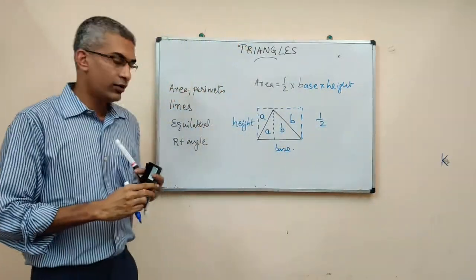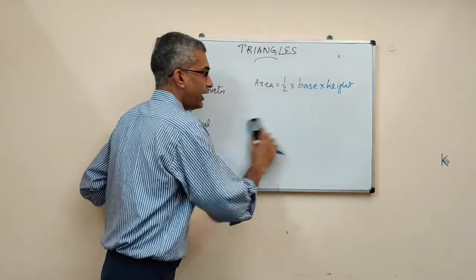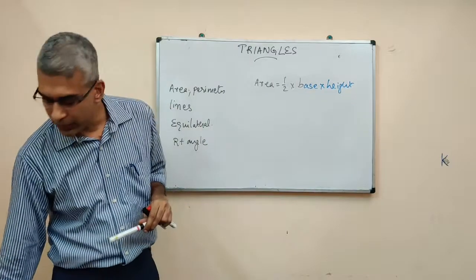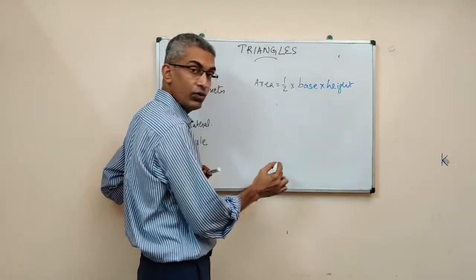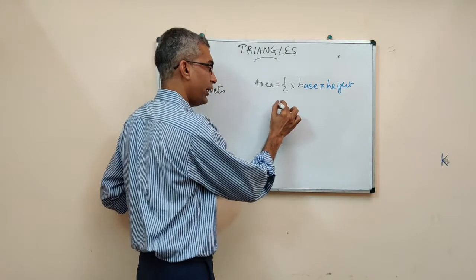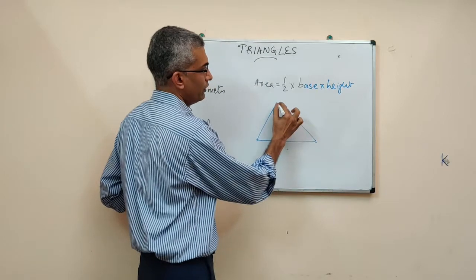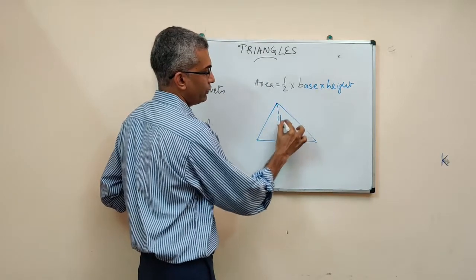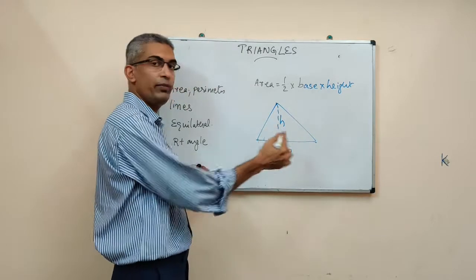So if you have the value for the base of a triangle and the altitude drawn from the opposite point to that base, we will know the area of this triangle for any triangle. So if I draw it like this, this is the base, this is the altitude. If I know the height and the base value, I can find the area of the triangle as half into base into height.